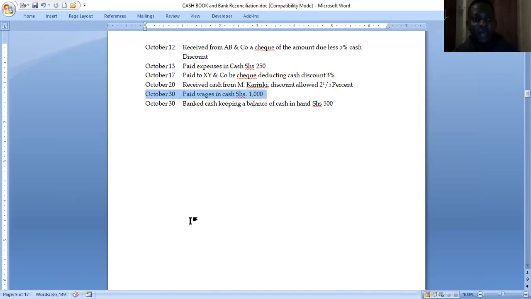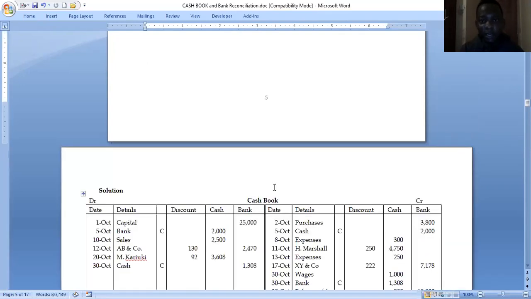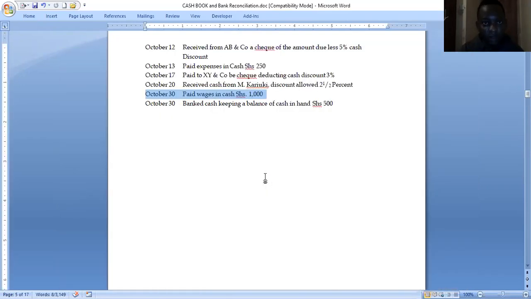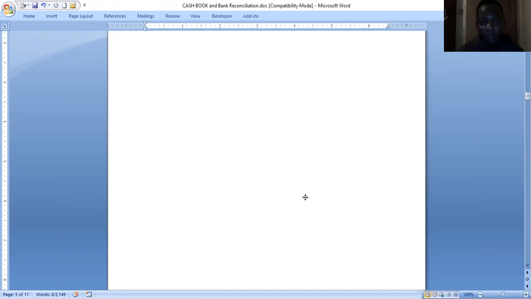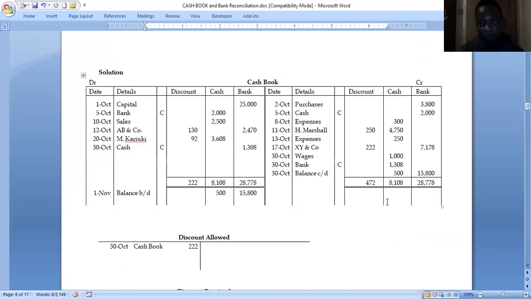Wages in cash, 1,000 shillings. What does this mean? The two accounts here are the wages account and the cash account. Wages is an expense, cash is an asset. Wages are increasing, being an expense we debit, and cash is decreasing, being an asset we credit. So in our cash book, on October 30th, we credit cash by wages, as highlighted there.